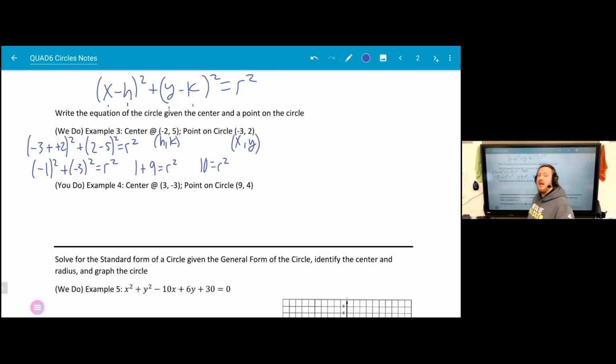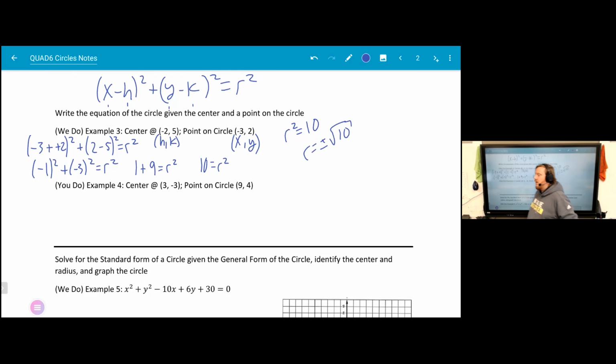Now, here's the thing. If you're just writing the equation, you can stop right there, because now you have R squared. But I know a lot of you are like, well, Mr. Brayman, what's the radius? That's a really good question. If R squared is 10, it seems to reason that I take the square root of both sides and I get R equals plus or minus the square root of 10.